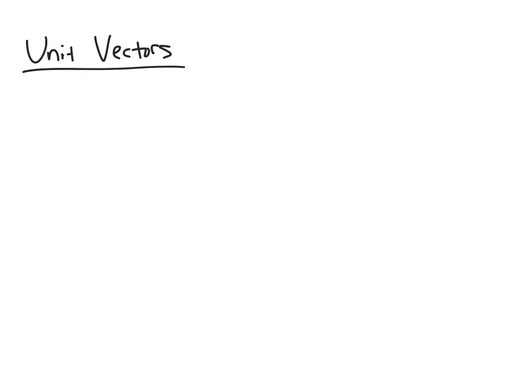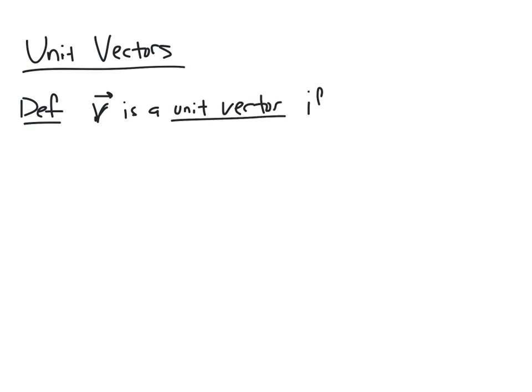In this video, we're going to discuss the idea of a unit vector. This is a very particular type of vector, and it's going to be a very important type of vector, which is why it's getting its own video. The definition of a unit vector is very, very simple. We're going to say that a vector v is a unit vector if the magnitude of v is equal to 1. So this is where the unit part comes in. The magnitude, the length of that vector, is exactly 1.